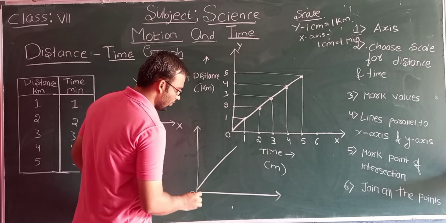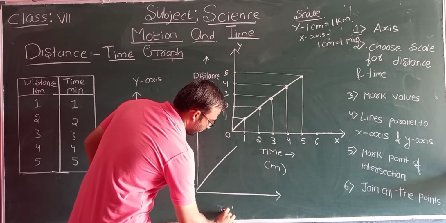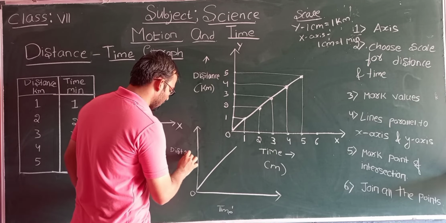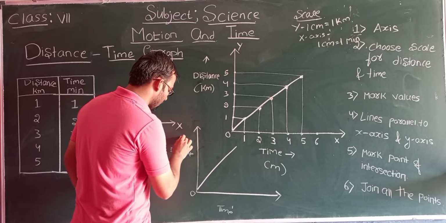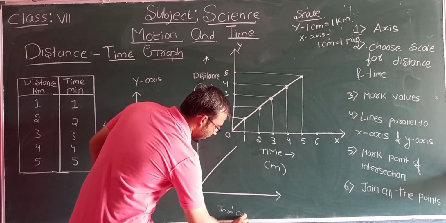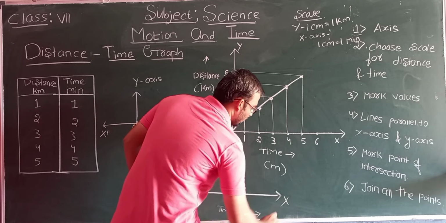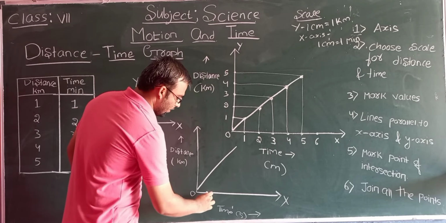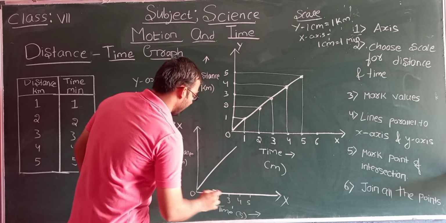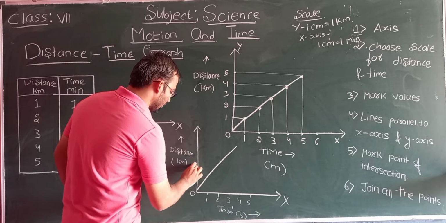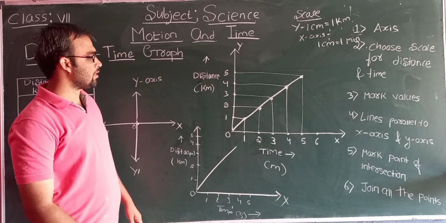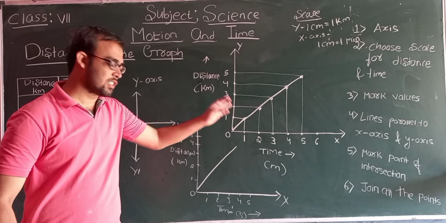That is 0. Okay, so time, distance in kilometer. Here time is in minutes. So this is our x-axis, and here 1, 2, 3, 4, 5. Okay, students, this graph looks like a straight line.